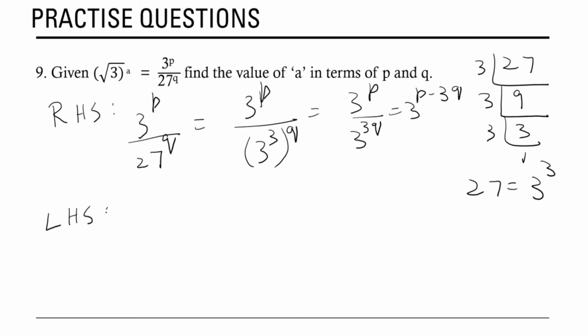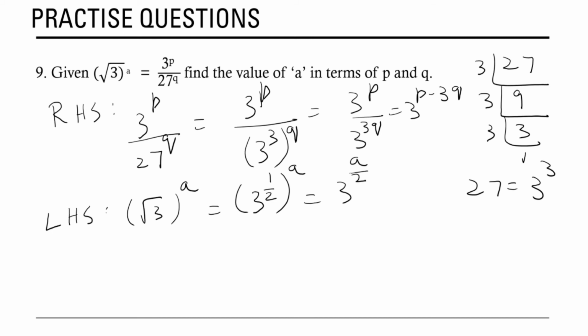Now taking the left hand side, root 3 the whole raised to A. Root 3 is nothing but 3 raised to 1 by 2, the whole raised to A. This is equal to 3 raised to A by 2.